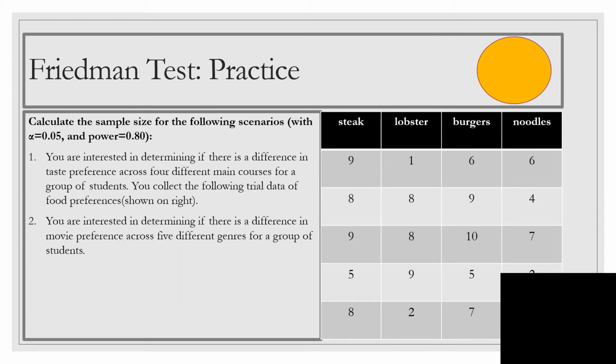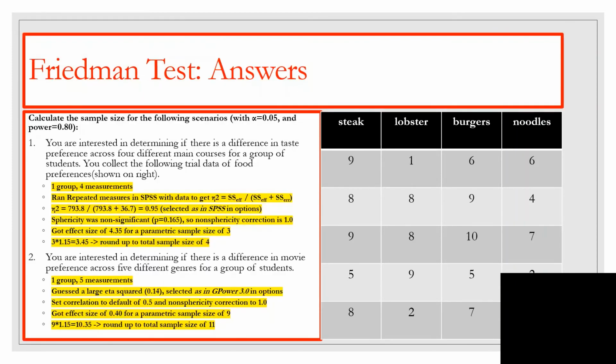Here is some practice for the Friedman test on taste preference and movie preference. For the first question, we have data here. See that there's four different groups. Or sorry, one group, four different measurements.